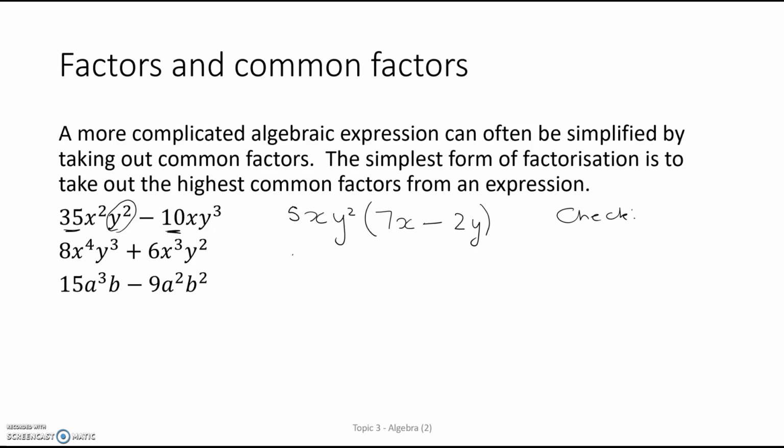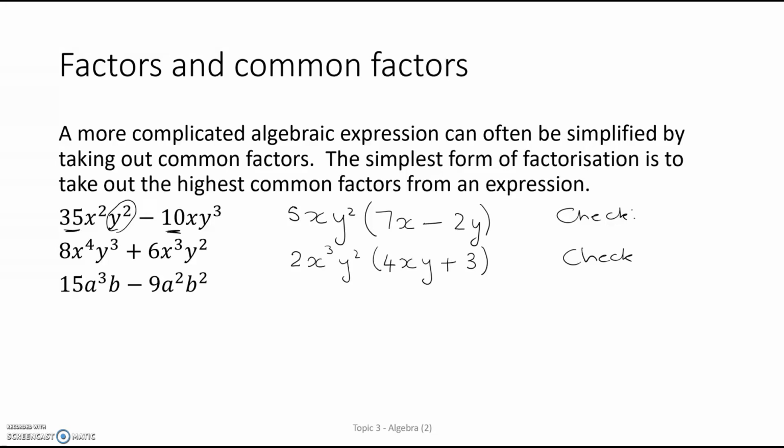For the second example, what's the highest common factor for the numbers? 8 and 6 must be 2. Then the highest common factor of the powers of x must be x cubed. And the highest common factor in the powers of y, the biggest power of y, must be y squared. So now 2 times what makes 8? That's 4. We've got x cubed, so we need another x. We've got y squared, so we need a y. Plus this time. We've got 2, so 2 times what makes 6? That's 3. We've got x cubed, we've got y squared, so we're done. But check, multiply it out backwards.